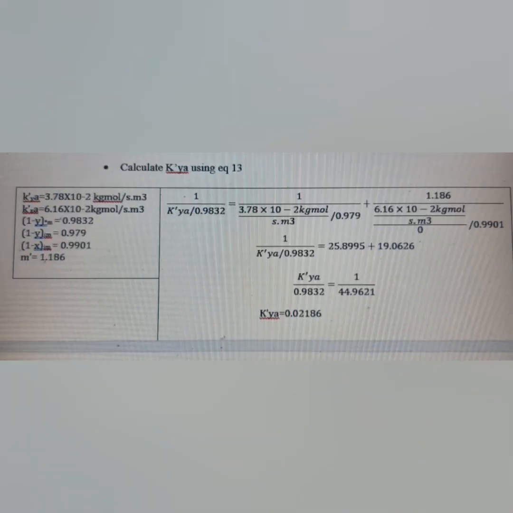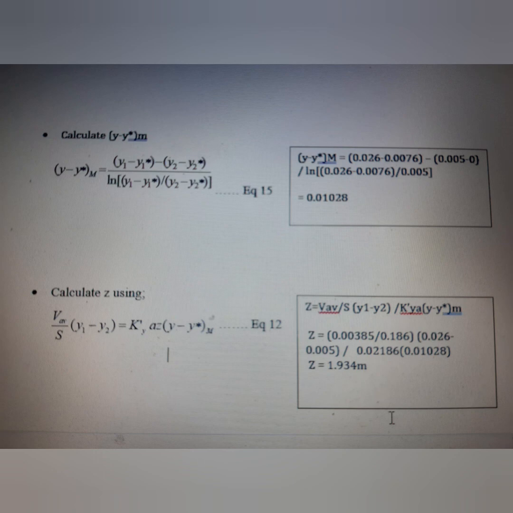0.9832. As we already calculated the value of 1 minus y star m, we can continue with the calculation for capital K prime ya by using equation 13. All you need is to substitute all the values as stated in the small box into the equation, and the final value for capital K prime ya is equal to 0.02186.